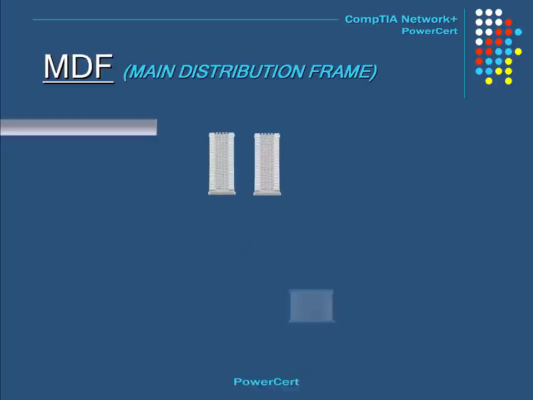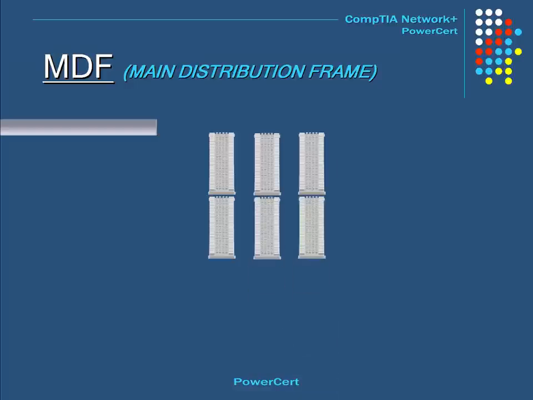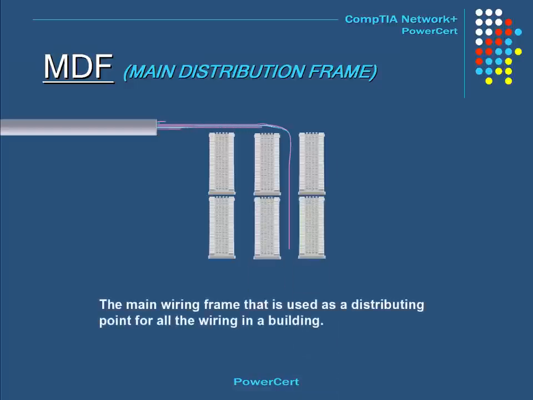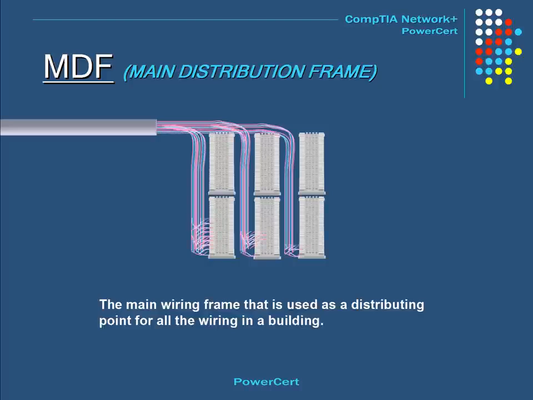MDF stands for Main Distribution Frame, and this is the main wiring frame that is used as a distributing point for all the wiring in a building. All of the internal lines in a building connect to the MDF, and from there, the external lines connect also, thus completing the circuit.